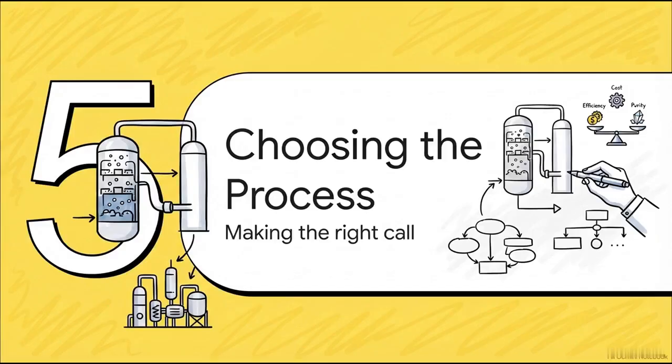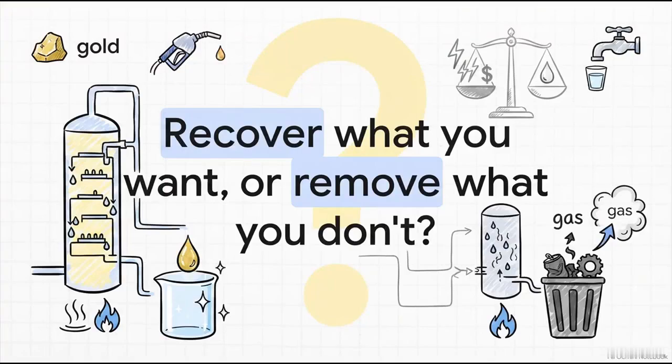And finally, Part 5, choosing the right process. Bringing this all together, how do engineers actually make the call when designing a multi-million-dollar chemical plant from scratch? It really all boils down to this one fundamental question. Are you going to spend more energy to recover exactly what you want, or are you going to use gas to efficiently remove what you don't?